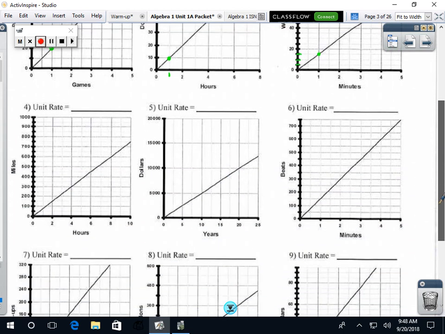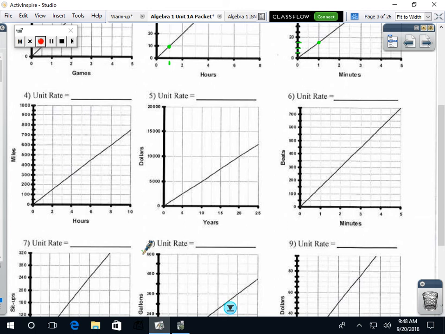All right, number 4. For this one, are you able to pick a point at 1? No, it would be a little harder to figure out the y value. So let's pick the point at 2. If we go over to 2 on the x-axis and then we go up to the line and draw a point, what is its corresponding y value? 150. So you have the point 2 and then 150. And if you do 150 divided by 2, you get 75, and that's miles per hour.